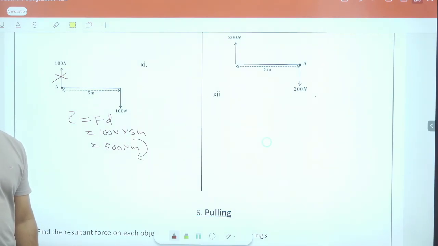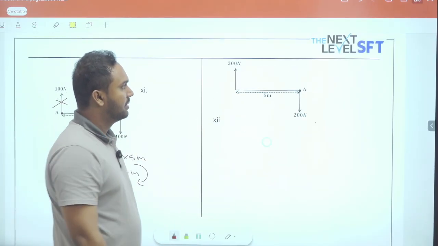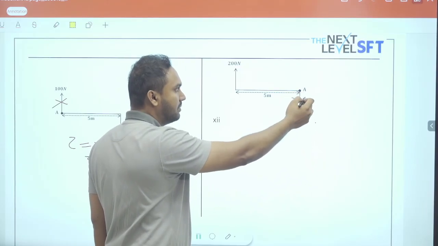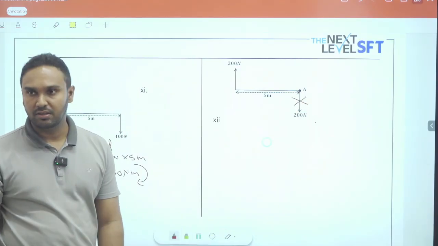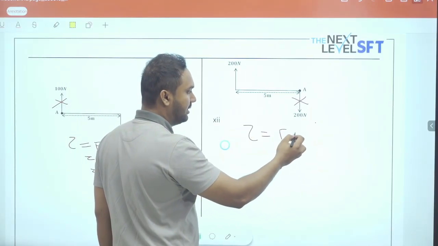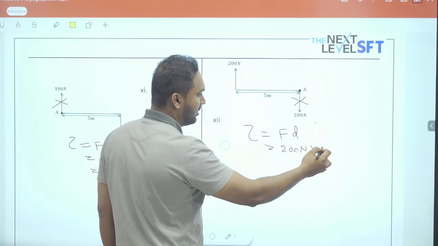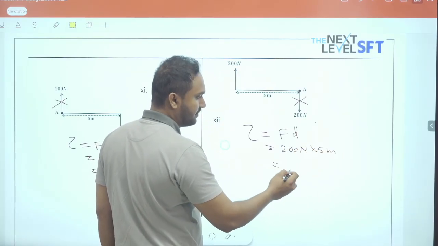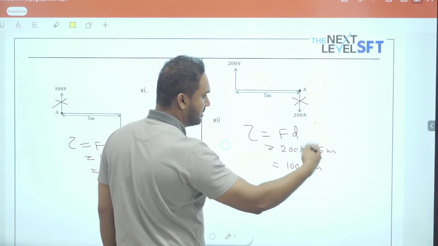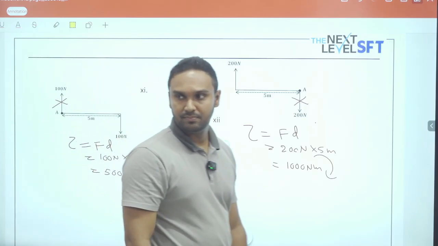Yes. You have to mark the direction, right? So come to this one. The pivot point now is here. The force upon the pivot point doesn't affect the rotation, so we can cancel it out. And now the torque equals what? Fd, and the force is 200 newtons, distance is 5 meters, you get 1000 Newton meters clockwise, right? That's it. Easy, right?